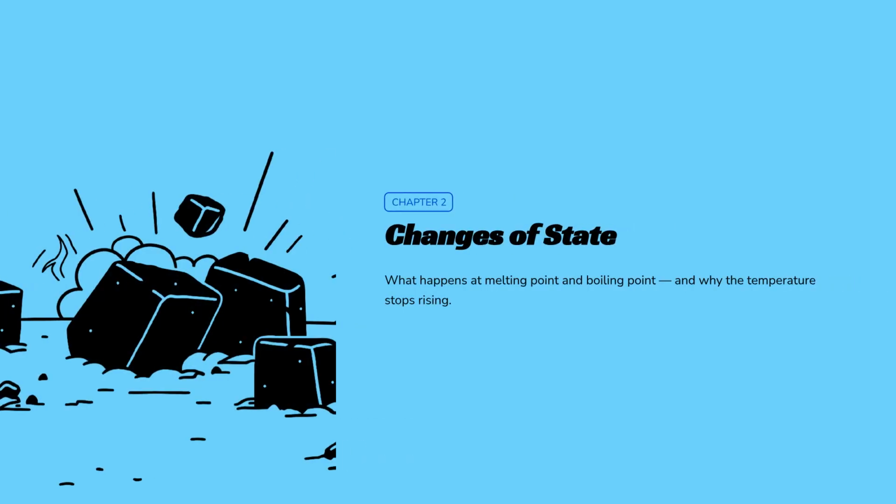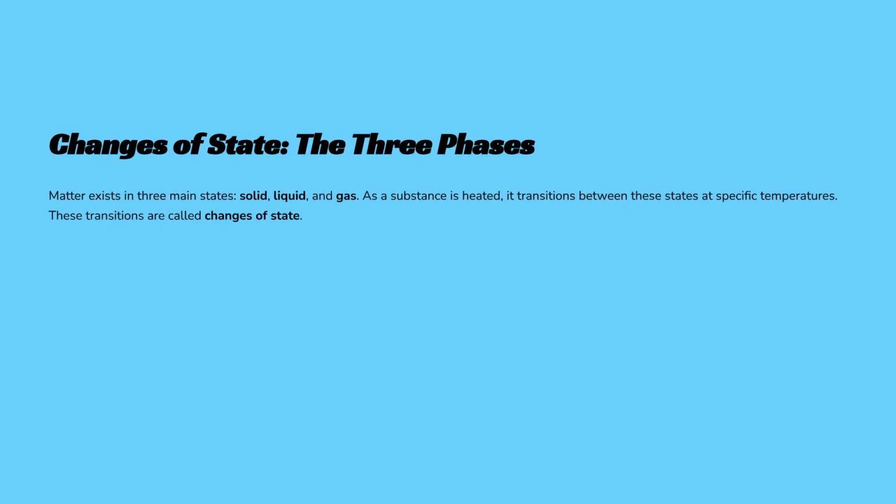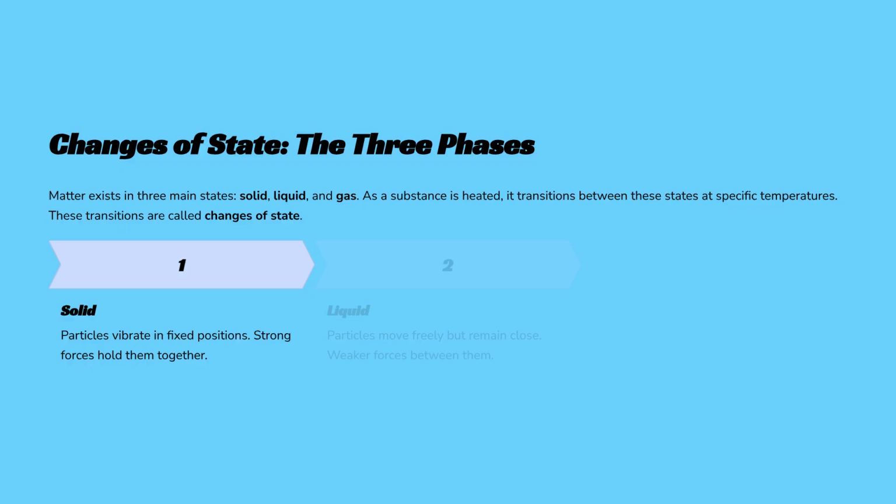Next, let's dive into changes of state. We'll examine exactly what happens at melting and boiling points, and why temperature plateaus during these transitions. Matter transitions between solid, liquid, and gas phases at specific temperatures. Each state has unique particle behaviors: strong forces in solids, freer movement in liquids, and negligible forces in gases.